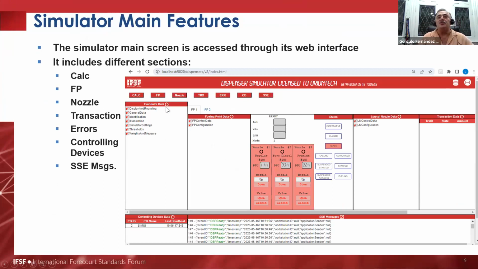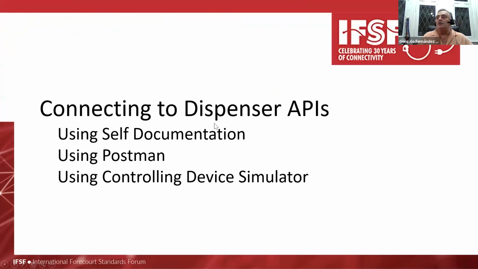These are the main features that were covered in the demo I just made. So now let's see how to connect to the dispenser APIs. There are several ways to access these APIs. Basically, any tool to connect to an API in the market can be used. But we will focus here on three main options: using the self-documentation that I just showed before, using a Postman script, or using the controlling device simulator I already opened.